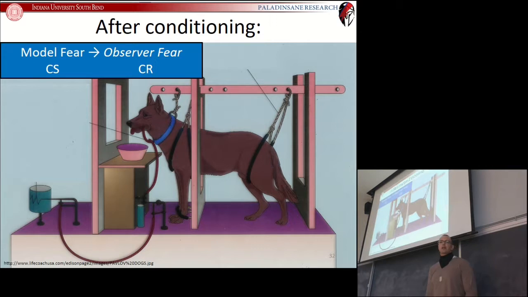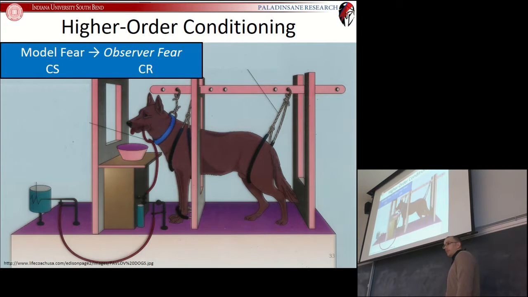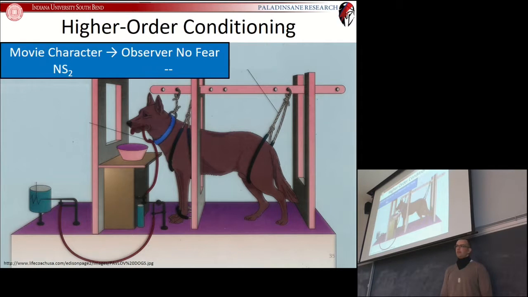And this opens up the possibility of higher order conditioning. So this opens up the possibility of using that model's fear, that conditioned stimulus, as conditioned stimulus number one, and then using that to condition fear to a new neutral stimulus. And what horror films do is they come up with a movie character where you would not really observe any fear, right? So prior to the Friday the 13th movie series, most people did not freak out when they saw somebody in a hockey mask, right?